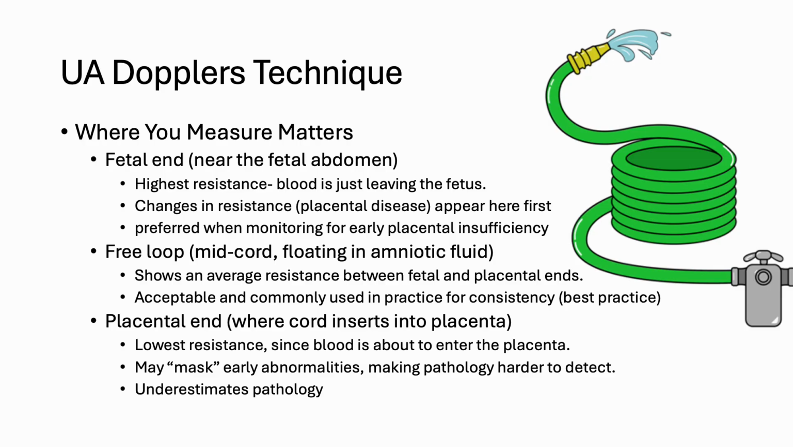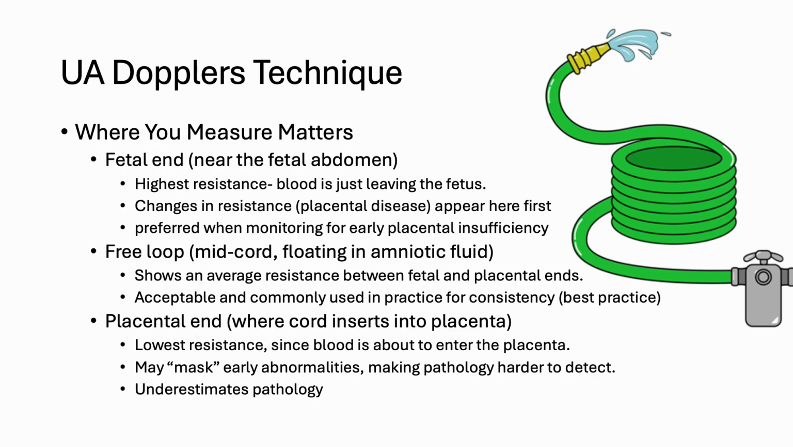When we're talking about UA Dopplers, the umbilical cord is long, so there's a fetal end, a loop in between, and then the placental end. And where you measure does matter. The fetal end, the end near the baby, tends to have the highest resistance, so the blood is leaving the fetus. Changes in resistance from placental disease appear here first. So this may be monitored to look for early placental insufficiency.